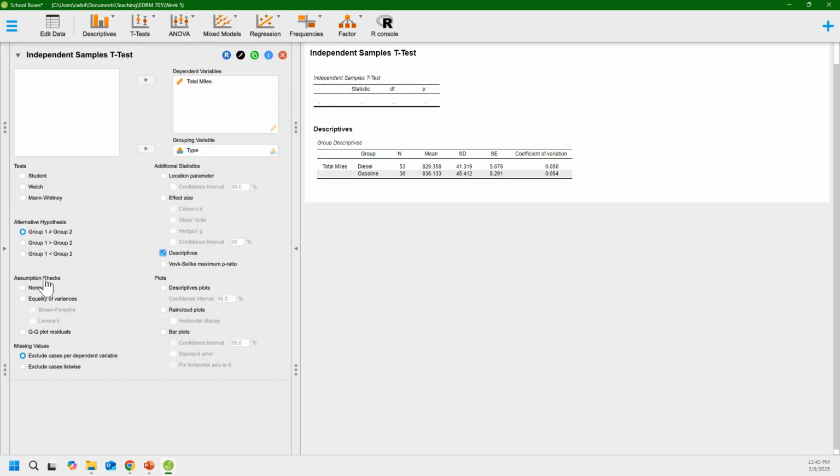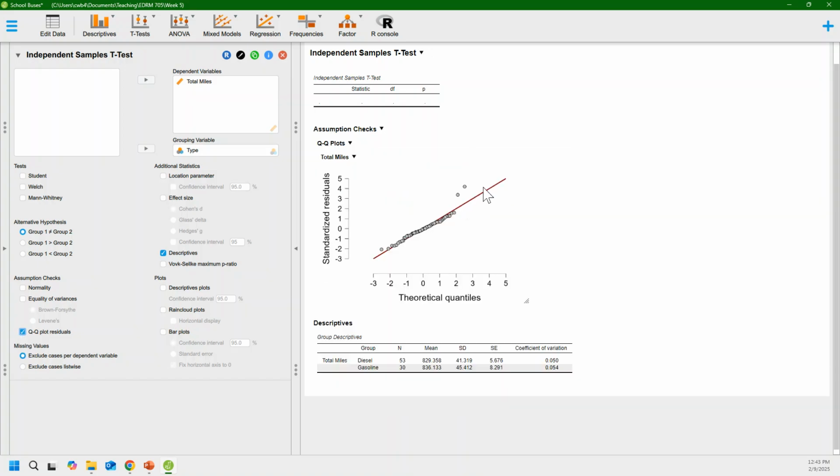Now, also under this menu, we have assumption checks. There's a box for normality, equality of variances, and those normal QQ plots that I was talking about. Let's start with those. If I select this QQ plot here, we should get a graph that's a scatter plot. This is a graph of some residuals mapped against some theoretical quantiles. So what is basically happening here is that they're taking the data that we have from these two groups and what we would expect if our data were normally distributed, and then plotting those values on this scatter plot.